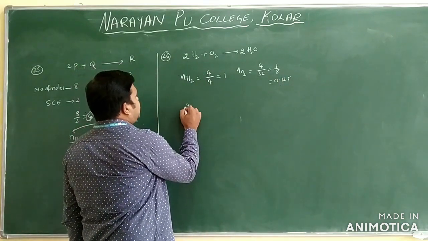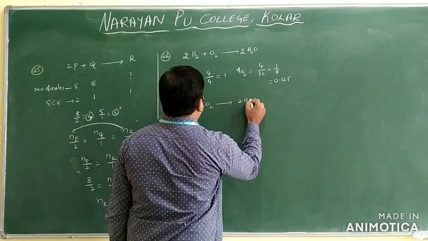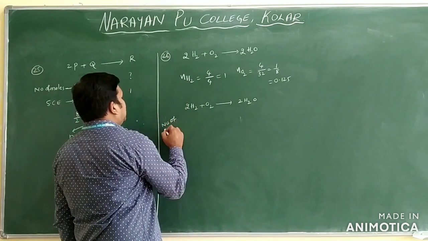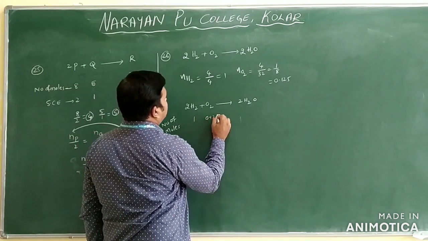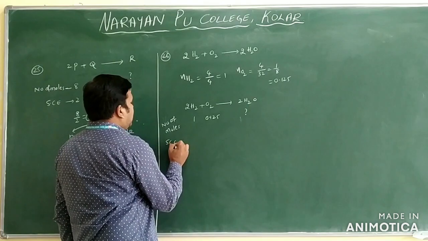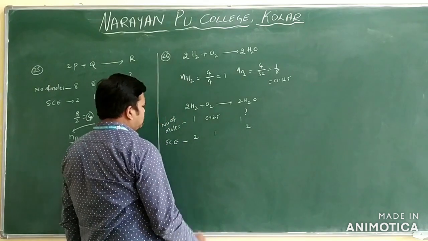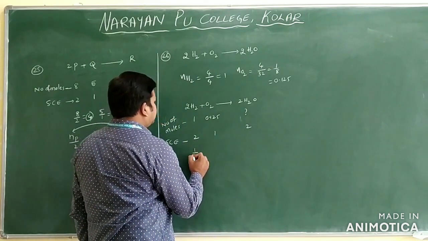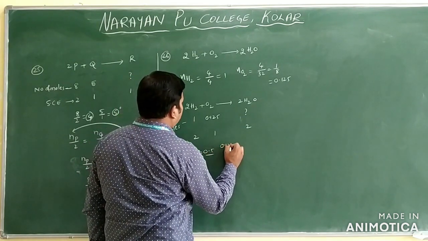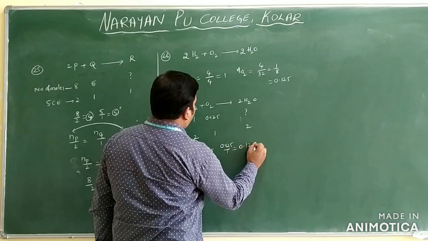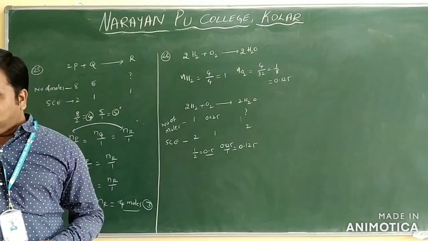0.125. Again I am writing this equation: 2H2 plus O2 gives rise to 2H2O. So first you can write the number of moles. Here 1 mole and here we have 0.125, and we don't know the number of moles of water. Here the stoichiometric coefficients we have 2, 1 and 2. So if we take 1 by 2, the ratio is 0.5, and this is 0.125 by 1. How much we have? 0.125 is there. So you have to identify the least value in this calculation.